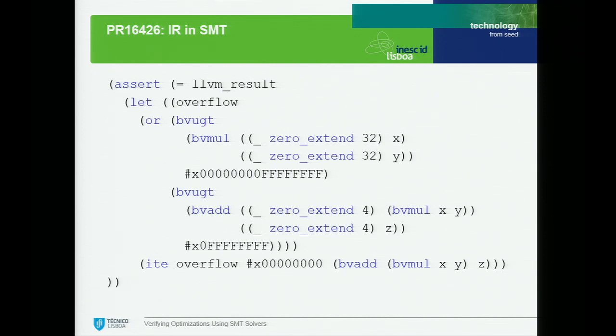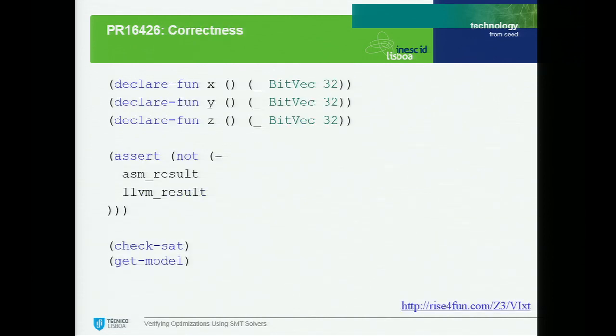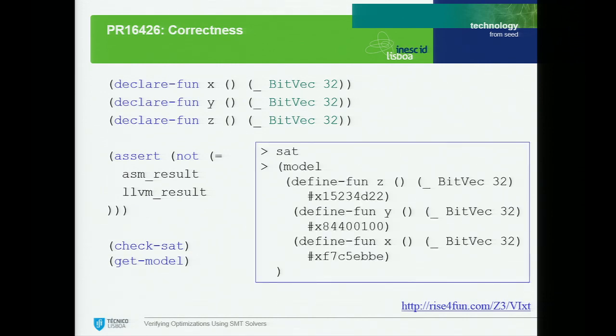So now we have two expressions. One says whatever the assembly code is computing and the other what the IR is computing, right? And now we can say, well, can you find me X, Y, and Z such that they are computing different values, okay? And it says, well, yes. So they are not equivalent, okay? So it means that Michael was right. So the proposed assembly, those 8 instructions, were actually wrong.